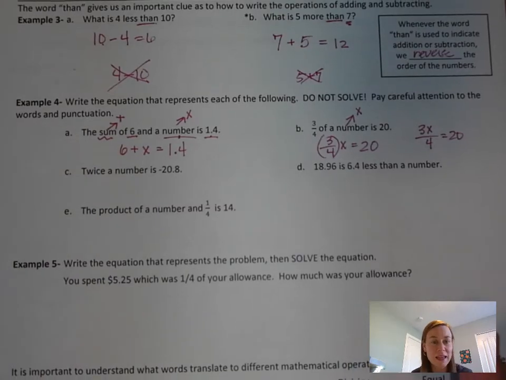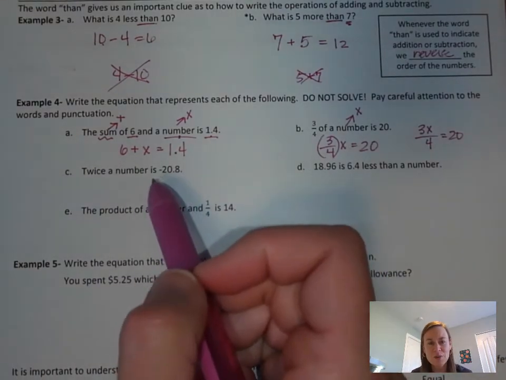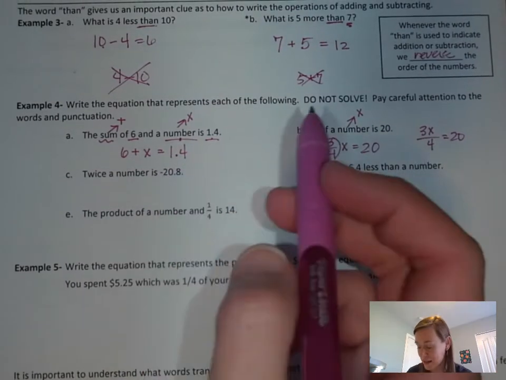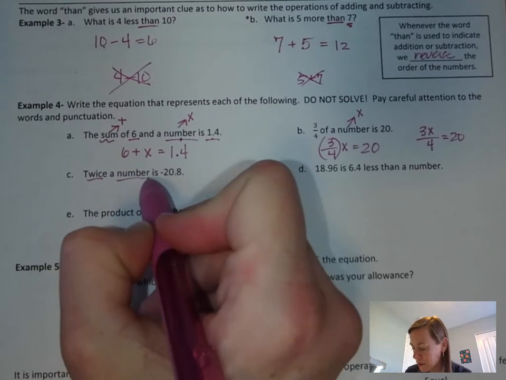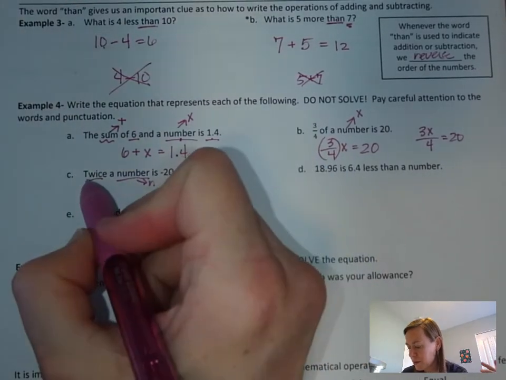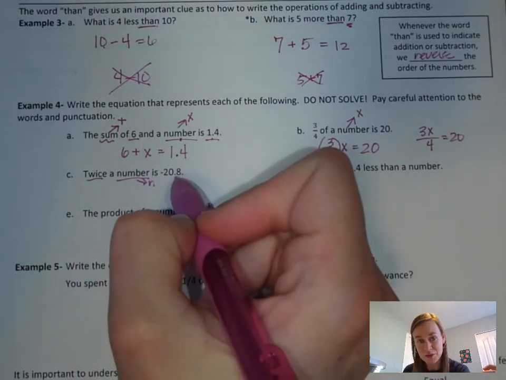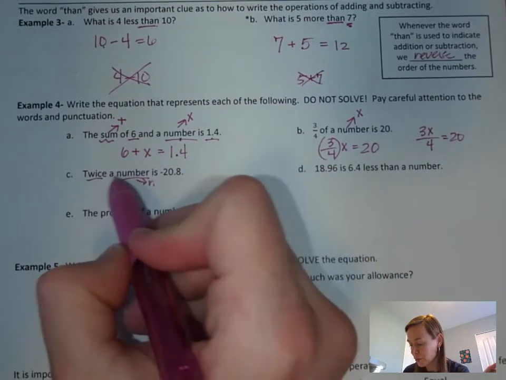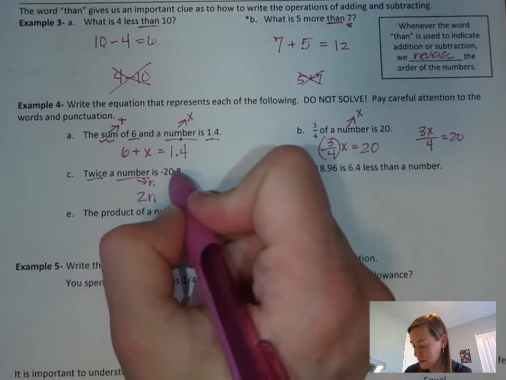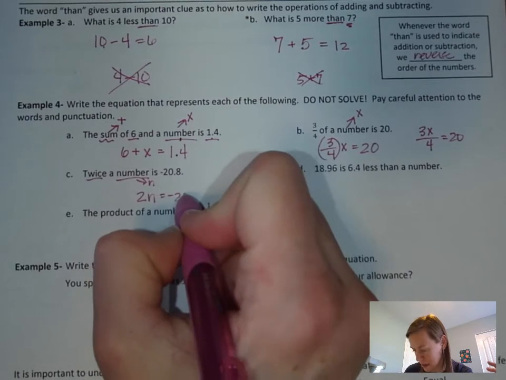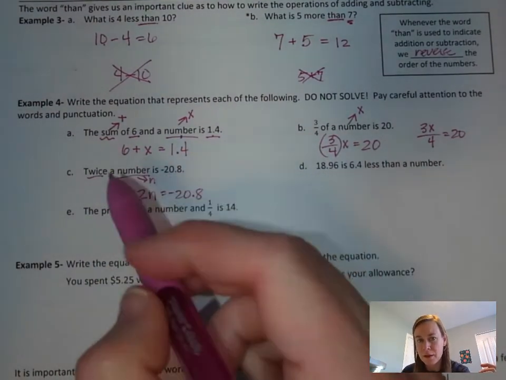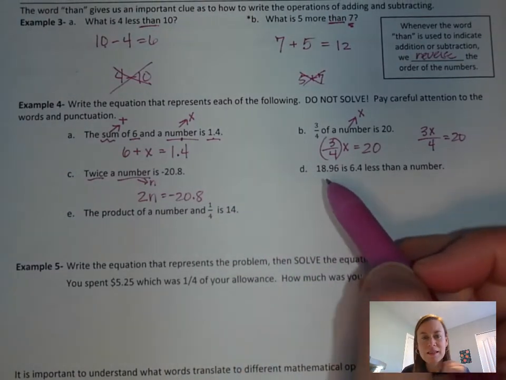Twice a number is negative 20.8. So what does twice mean? It means you double it. It means you multiply it by 2, right? So twice a number, let's use a different variable. This time we'll use n, okay? So if you double the number, you're going to get negative 20.8. So it sounds like we need to multiply the number by 2. So 2n, and what is that going to equal? Negative 20.8.